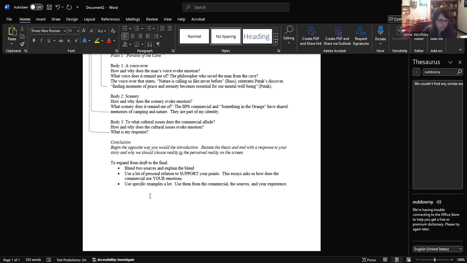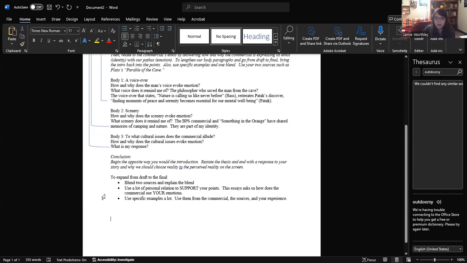They have this general claim that the Bass Pro Shop commercial uses scenery. Okay, great. It uses scenery to evoke emotion. But then they never go into how does it evoke my emotion? How does that scenery, what does it make me think of? Why does it make me think that Bass Pro Shop cares about outdoorsy families? Am I the outdoorsy family? Right? So make sure that we're using a lot of personal relation, and a lot of specific examples. All right, so relate, use specific examples, blend your sources, have a couple sources, and I'll keep looking at them.